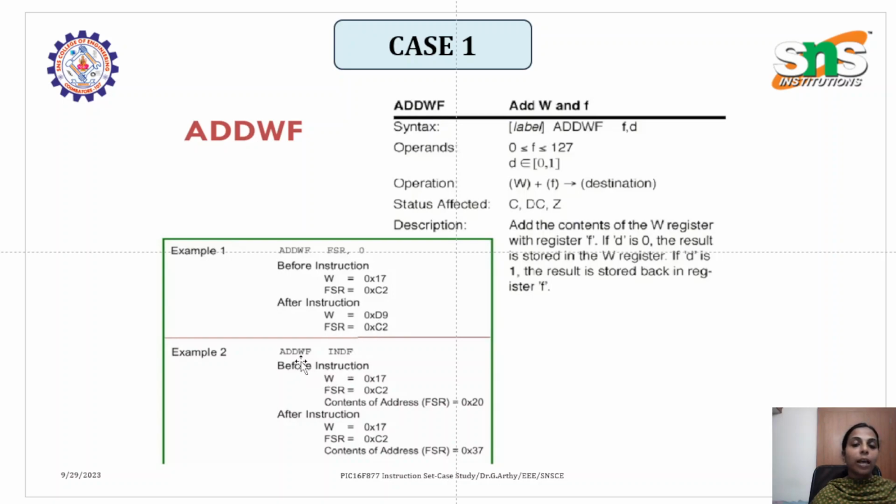And another case is ADDWF INDF. Here you see this INDF denotes again addition with a working register and a file register. And here this file register is mentioned as indirect addressing mode. If it is a direct addressing mode, the value from the file register will be picked as such. Suppose it is indirect addressing mode, then the file register will hold an address, not the direct data. It will hold the address, and that address will hold the data. This is indirect addressing mode.